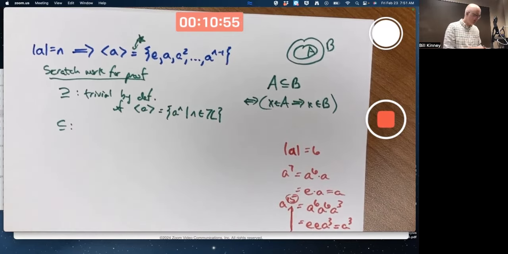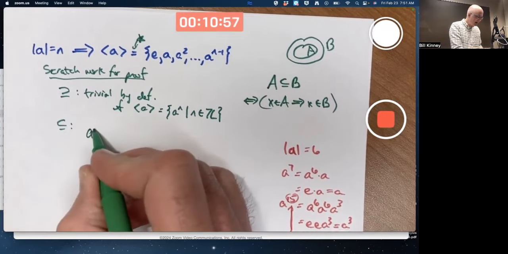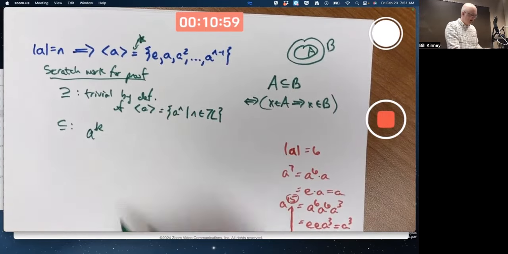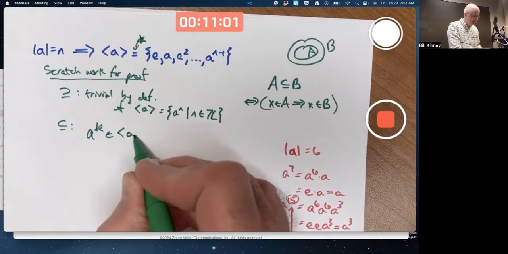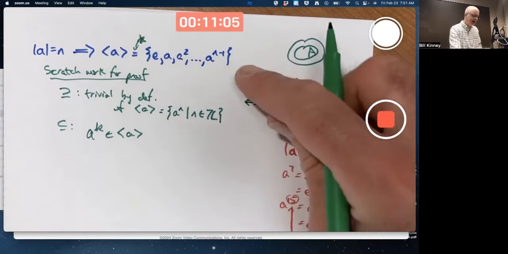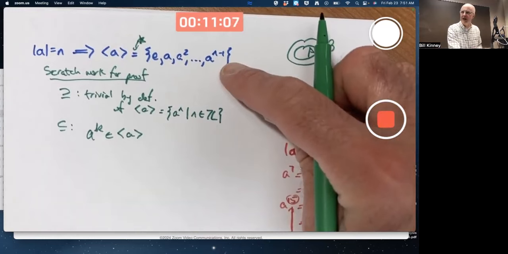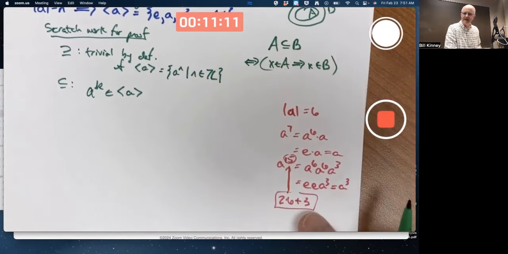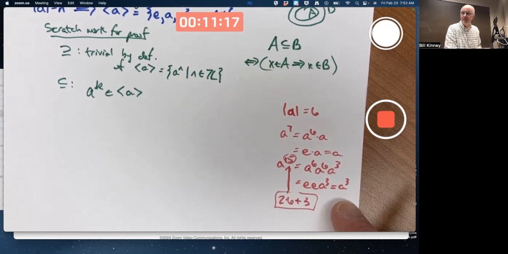Give me an arbitrary power of A, an arbitrary element of the cyclic subgroup generated by A. How do I show it's an element in here? How do I figure out which element it is, so to speak? If K were 15, the answer is it's A cubed. How do you figure that out? Use the division algorithm. The division algorithm from chapter 0 is super useful.